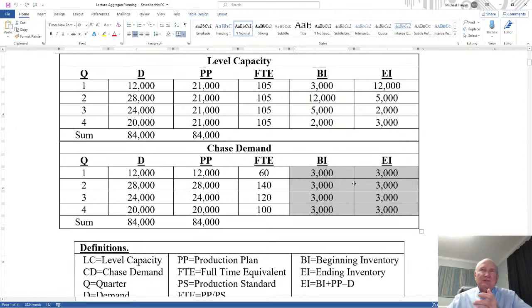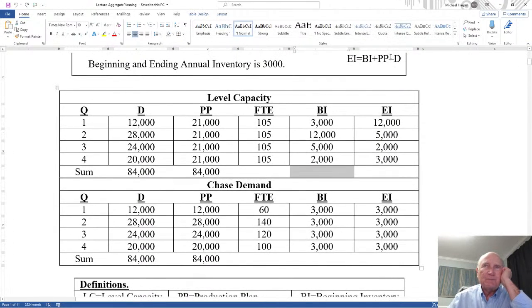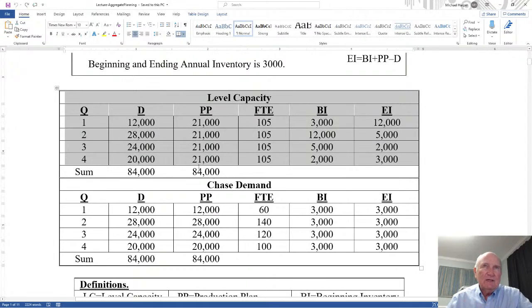So this illustrates a very simple level capacity strategy with FTEs, and a chase demand strategy with FTEs, but it also illustrates one of the most important takeaway concepts of aggregate planning. And the concept is this. Right here in level capacity, notice that the FTEs are constant. The demand has variability. It goes up and down. That demand variability is seen in the inventory, not the labor. The capacity is level. Therefore, all of the variability will be reflected in the inventory.